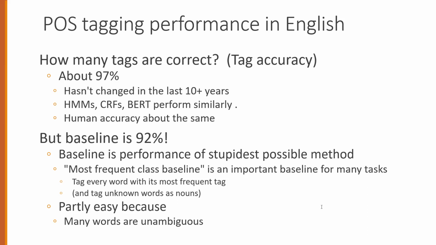Of course, for English, the baseline itself is quite high. What's called the most frequent class baseline is simply to tag every word with its most frequent tag. For unknown words, tag them as nouns. The baseline gets around 92% accuracy. Simply because, as we have seen, many words are not ambiguous.